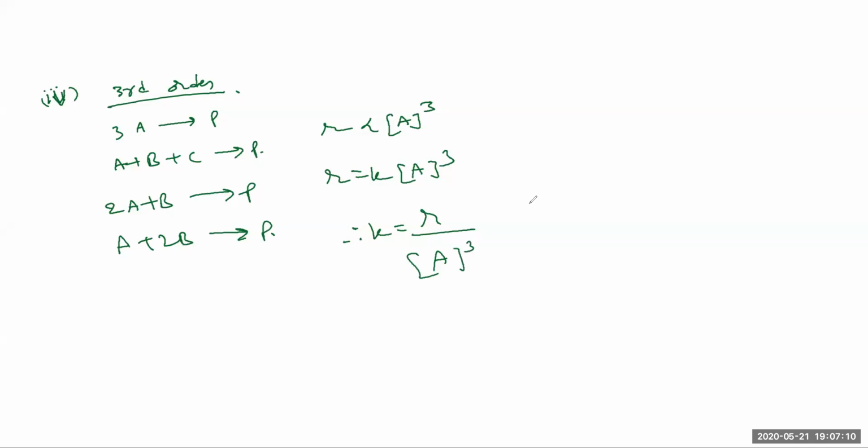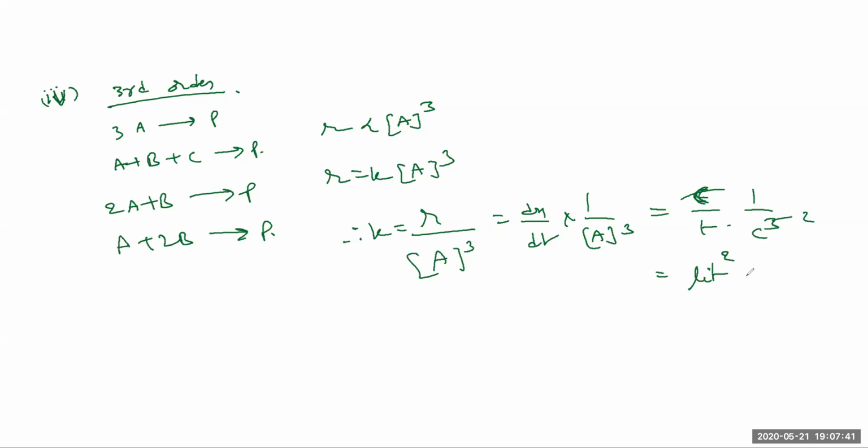So that is dx by dt into 1 by A power cube, and that is equal to C divided by T into 1 by C cube. Square will cancel. So it becomes, in the denominator, moles per liter whole square. Finally rewriting, liter power 2 mole power minus 2 second inverse.